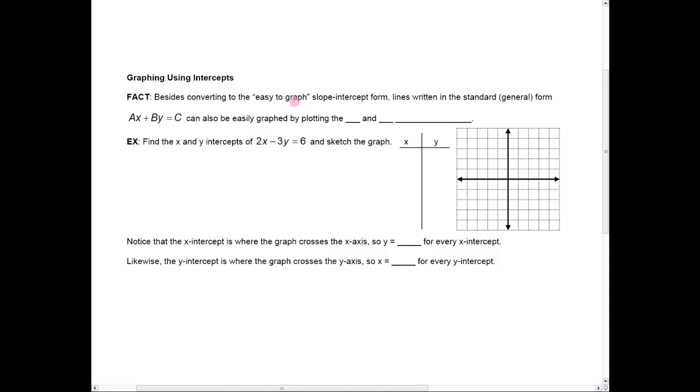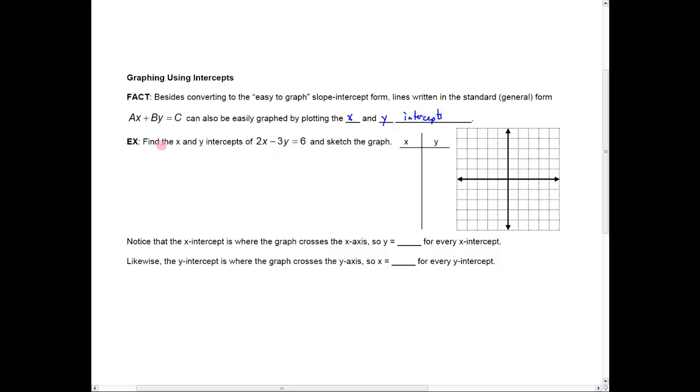Hi everybody. In this lesson I wanted to show another way how to graph lines in addition to the slope-intercept form. Here we want to look at graphing just using intercepts. So here's a simple fact. Besides converting to the easy to graph slope-intercept form, lines written in the standard or general form, this ax plus by equals c form, can also be easily graphed by simply plotting the x and the y-intercepts.